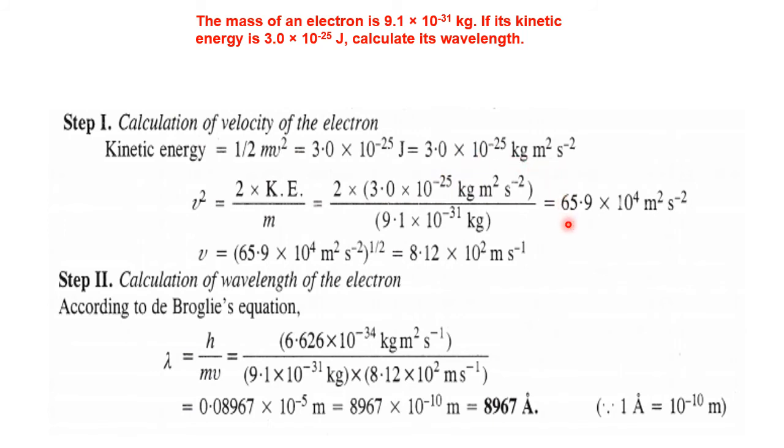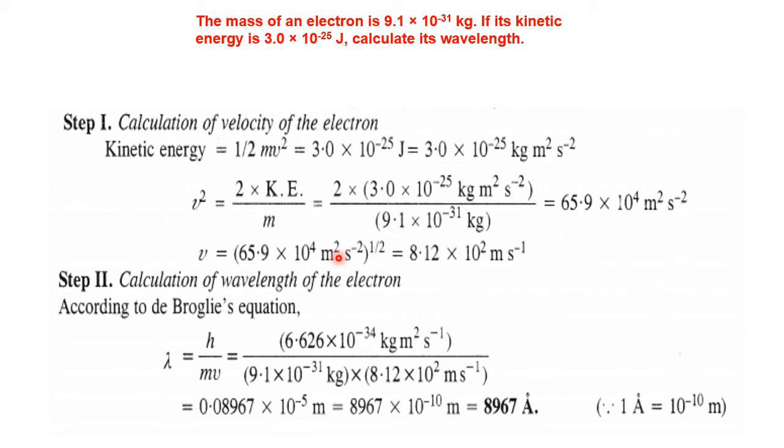After simplification, it is 65.9 into 10 to the power 4 meter square per second square. This is v square. Now go for the square root. Therefore, v equals the square root of this value, which gives approximately 8.12 into 10 to the power 2 meter per second. Sorry, that is the velocity, not the frequency.